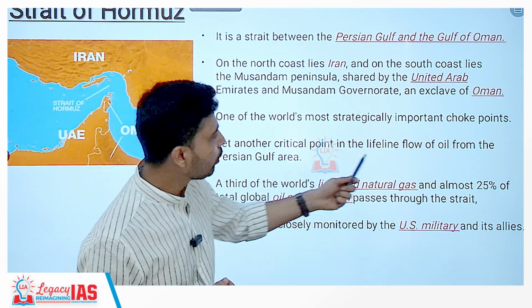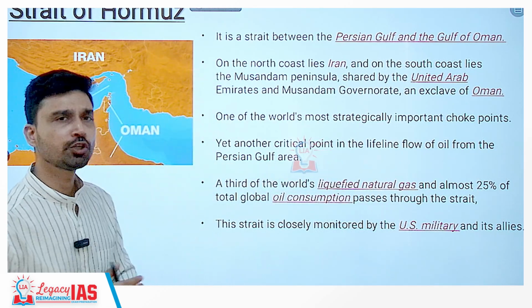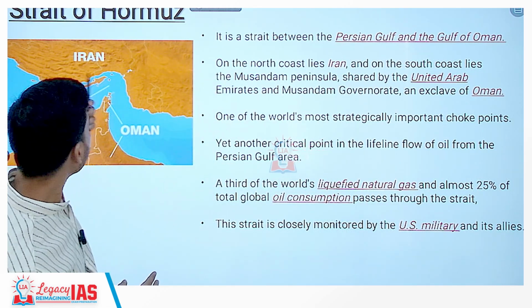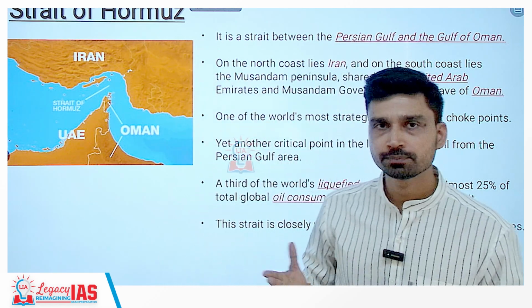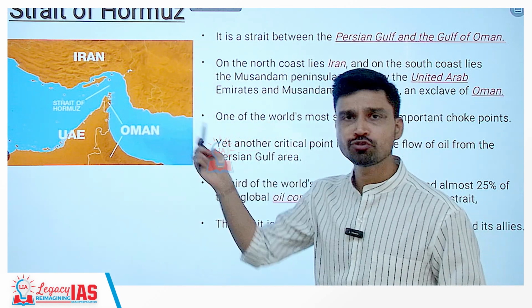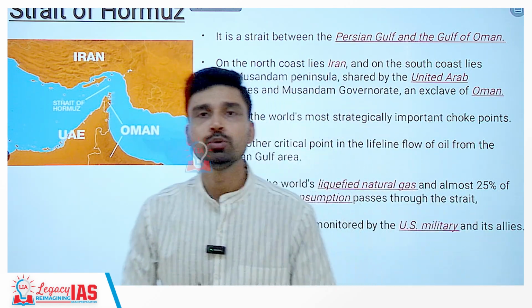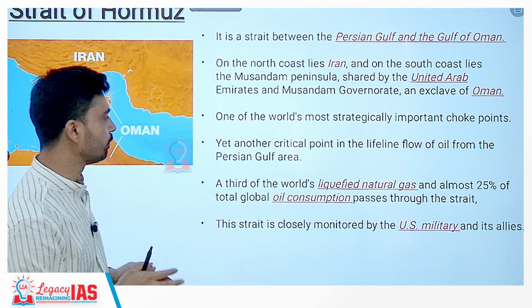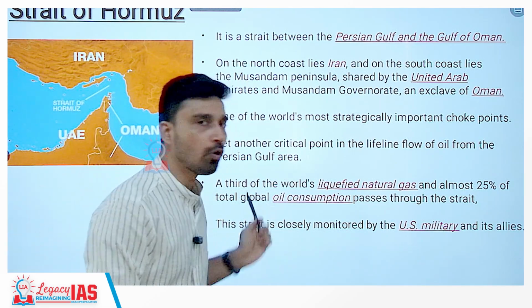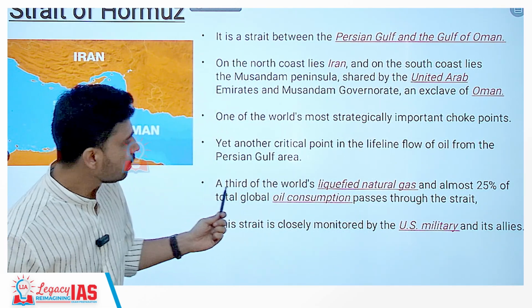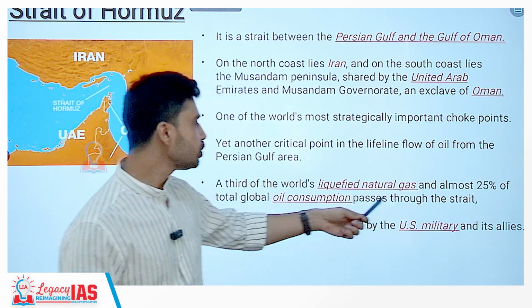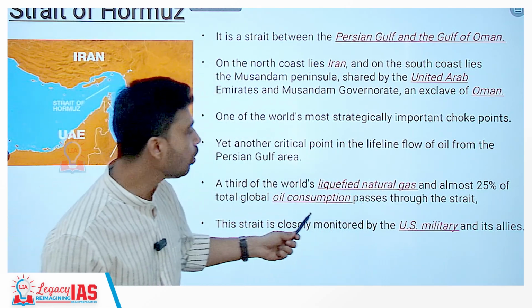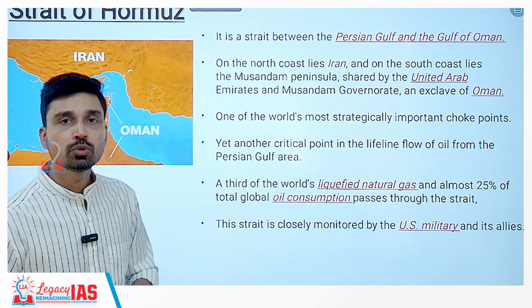Yet another critical point is the lifeline flow of oil from the Persian Gulf area. Any oil that is coming out from countries such as Iran and Iraq has to pass by the Strait of Hormuz to be supplied to the oil dependent nations of the world. If you look at the volume, a third of the world's liquefied natural gas, LNG, and almost 25% of total global oil consumption passes through the Strait of Hormuz.